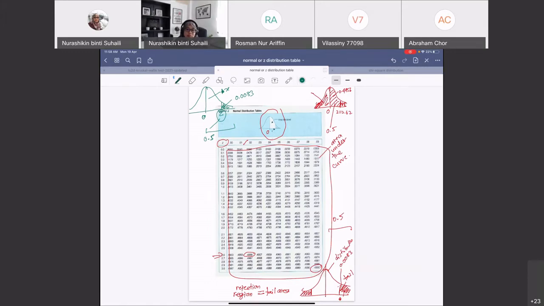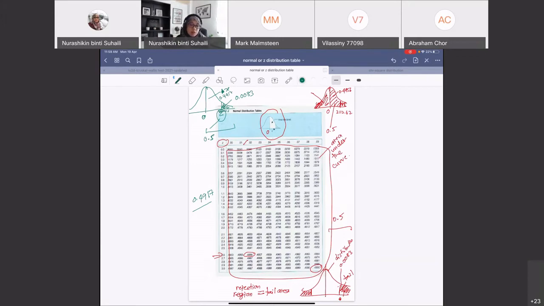What is the X value? Can someone give me? 0.4917. Is it? So 0.5 minus 0.0083. Yes, 0.4917. Okay, so this one should be 0.4917. I hope you know how to find it. We know the total area is 0.5, minus the tail area, you should get the X area.